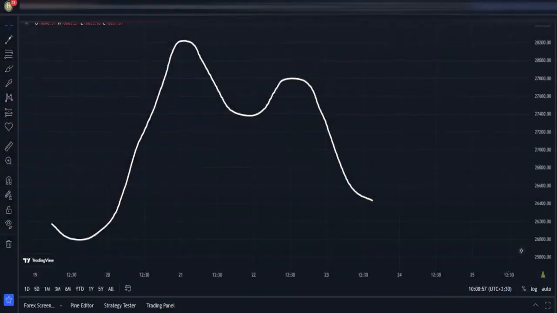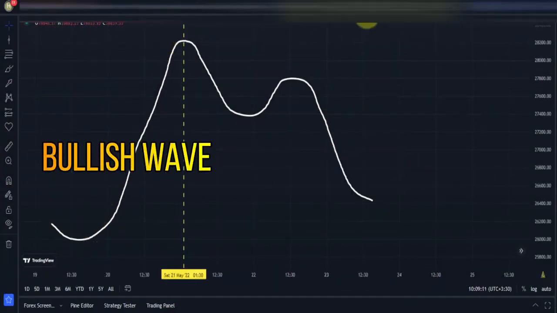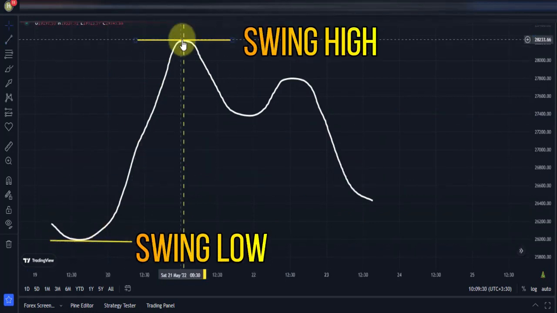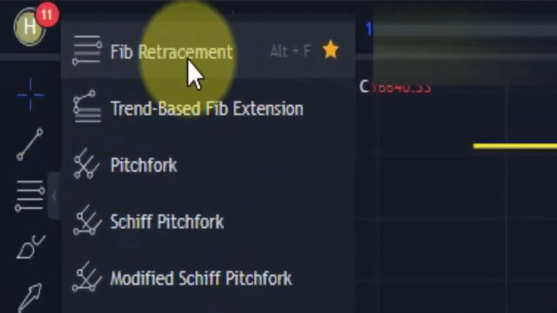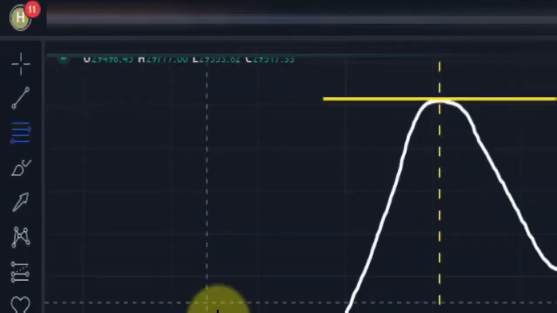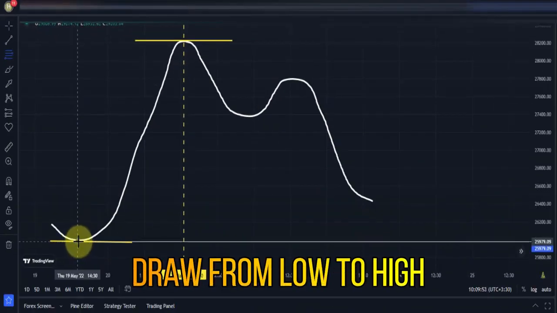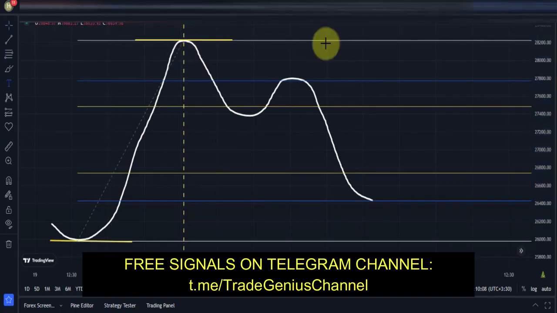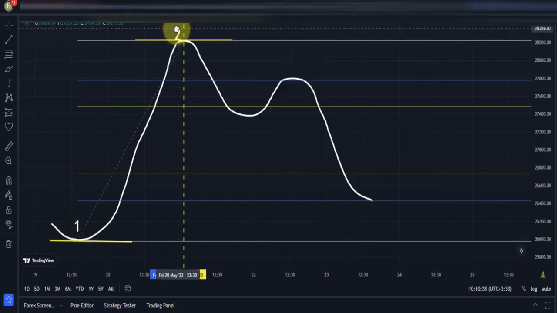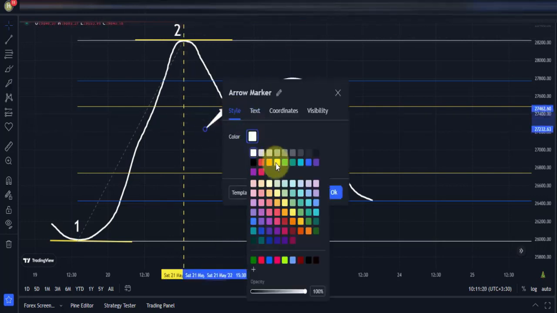Now let's draw the next Fibonacci to learn what the sell trade rules in the strategy are. Suppose here we have an ascending wave which includes a low and a high, and we will use these 2 points to draw the Fibonacci retracement. Now click on the Fibonacci retracement tool and draw the Fibonacci retracement from low to high. Low becomes the first point and high becomes the second point.